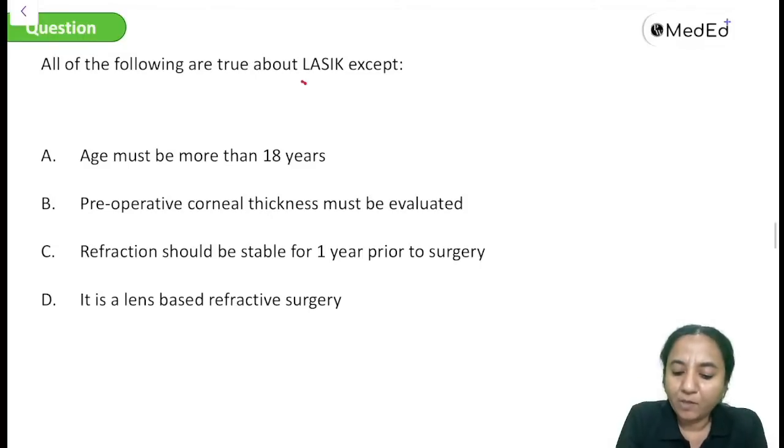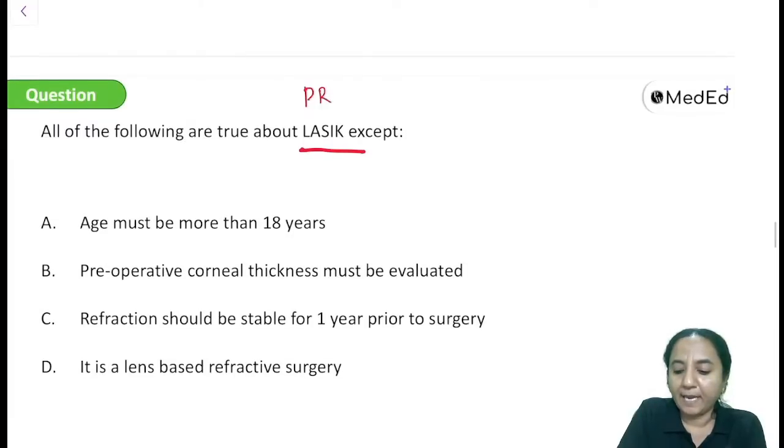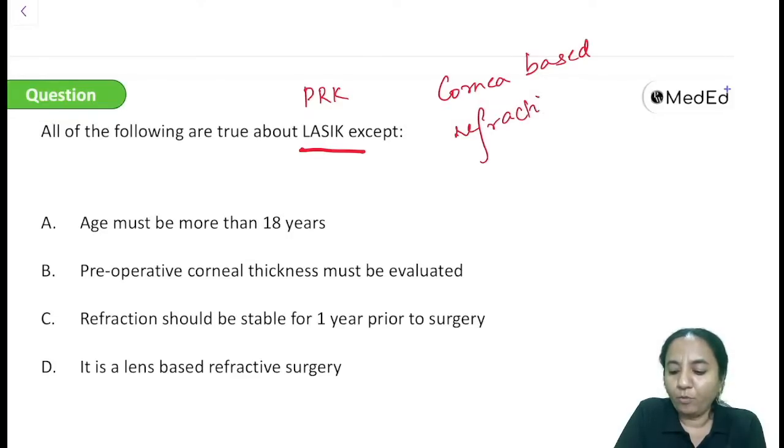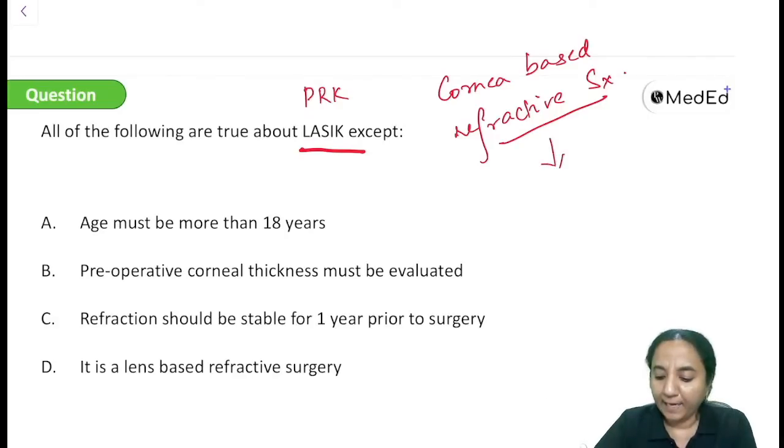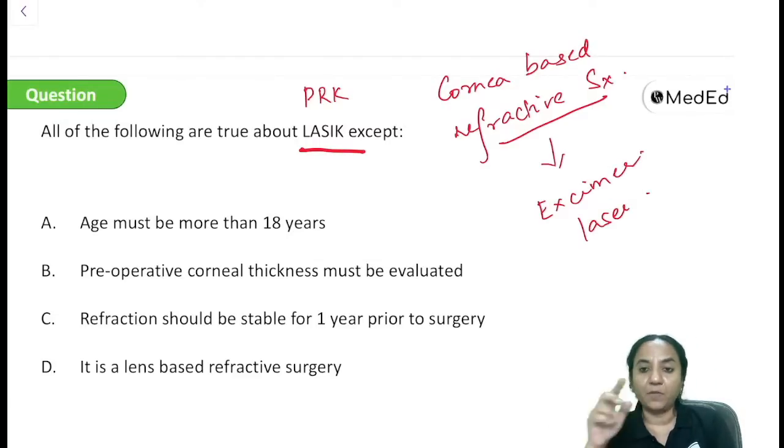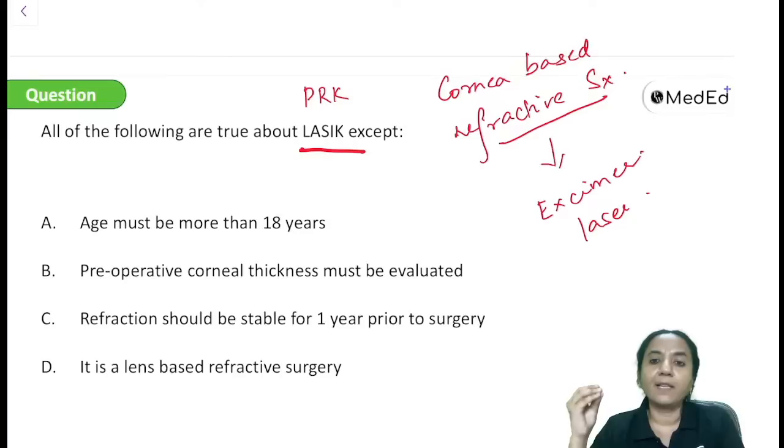But LASIK is not a lens-based refractive surgery. This is a cornea-based refractive surgery. So LASIK and PRK, these are cornea-based refractive surgeries. Here the shape of the cornea is changed with the help of laser, and the laser that is used here is called the excimer laser. The laser that is used in LASIK and PRK is called excimer laser.